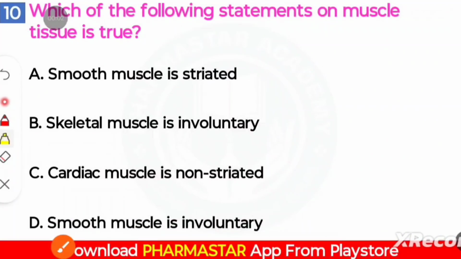The next question. Which of the following statements on muscle tissue is true? Option A. Smooth muscle is striated. B. Skeletal muscle is involuntary. C. Cardiac muscle is non-striated. D. Smooth muscle is involuntary. The correct answer is option D. Smooth muscle is involuntary. This is true. Smooth muscle tissue consists of spindle-shaped cells that lack striations and are not under voluntary control.